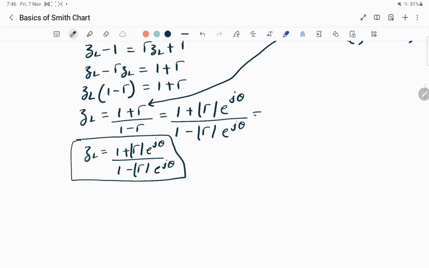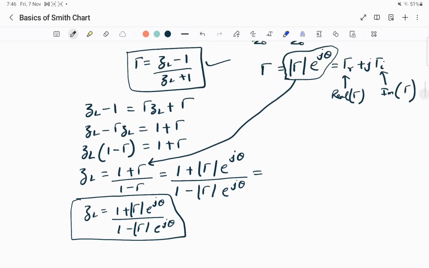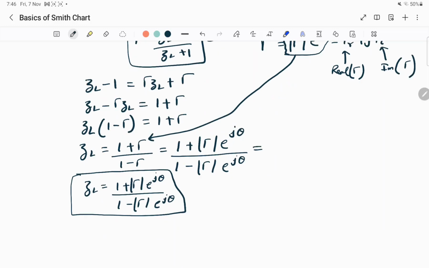Now here we can also replace this gamma with the complex form of the reflection coefficient. So let us do that. Therefore, zL is equal to 1 plus gamma r plus j gamma I divided by 1 minus gamma r plus j gamma I.